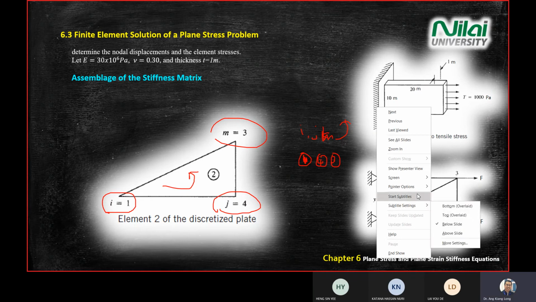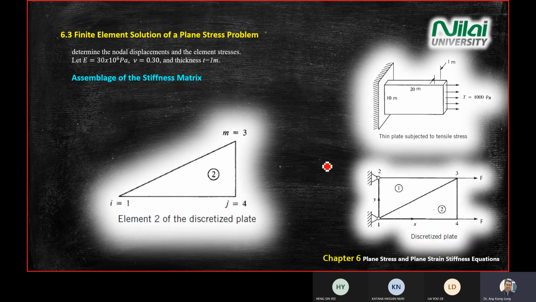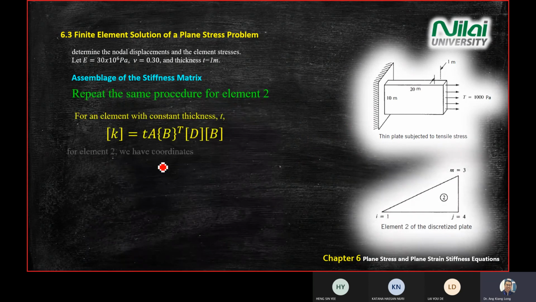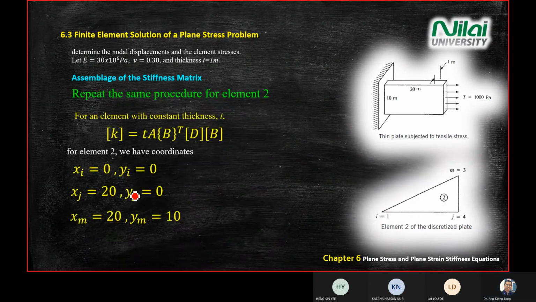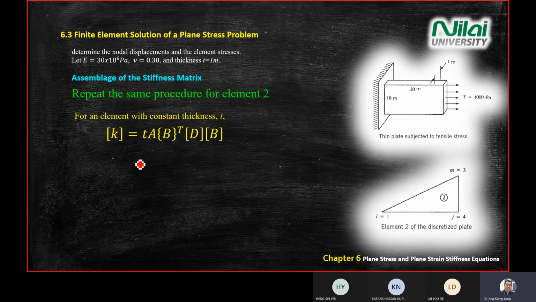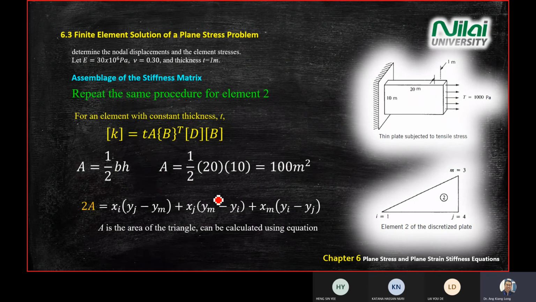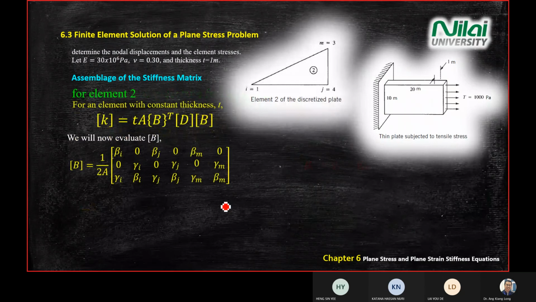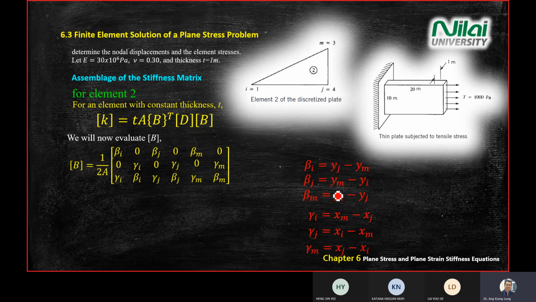You repeat the same process for element 2. Same process, for element 2 you get this matrix. I'll show you the steps, so you can look at the screen here, and then you get the same area. You get the B and D again. Repeat the same. However, the coordinates will not be the same. Repeat, calculate for beta I, gamma I. Repeat the same.